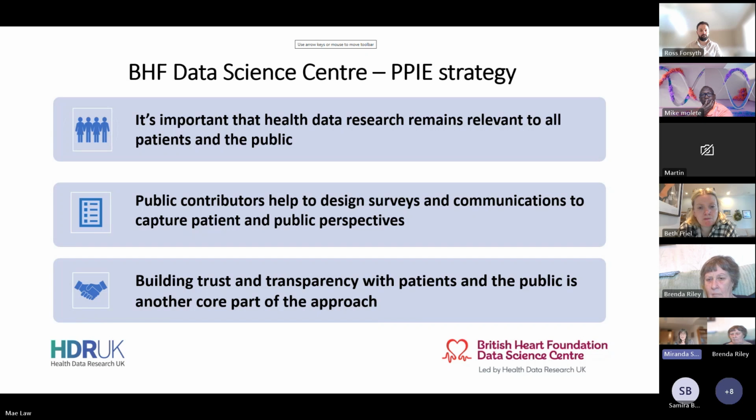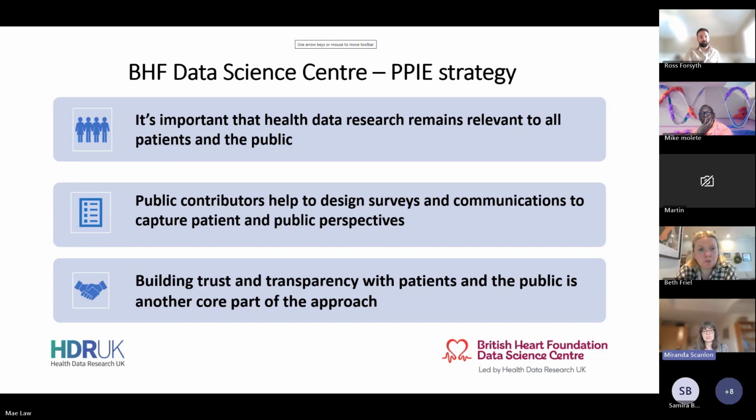And that strategy says it's important that health data research remains relevant to all patients and the public, that public contributors help to design surveys and communications to capture patient and public perspectives, just like it did for the Delphi study, and that building trust and transparency with patients and the public is another core part of the approach. So it's really good to have all of that right at the centre of what's happening, and that reaches into all of the work of the Data Science Centre, including all of the different catalysts that Samira mentioned.